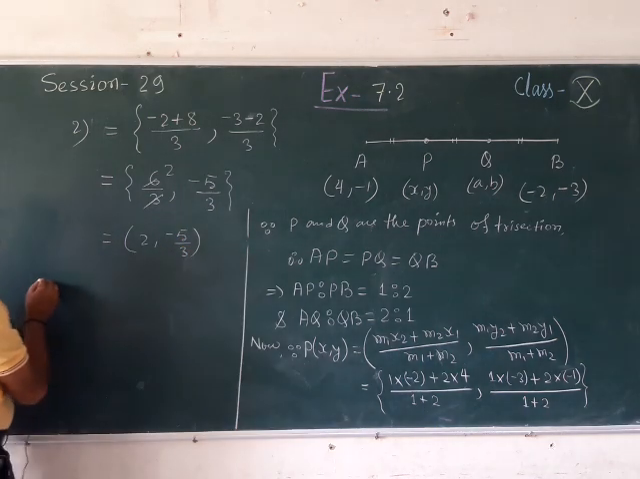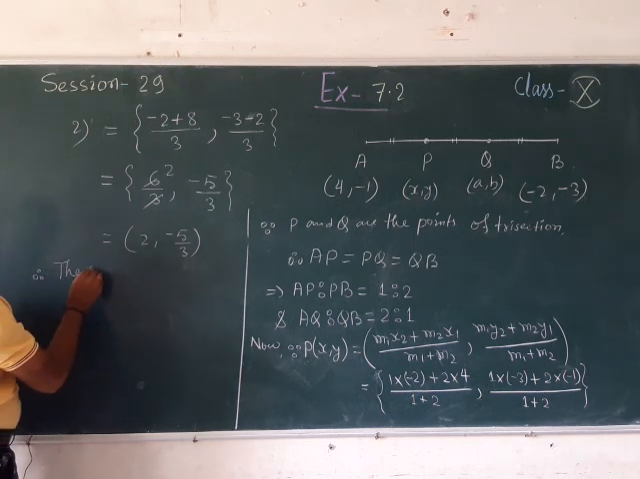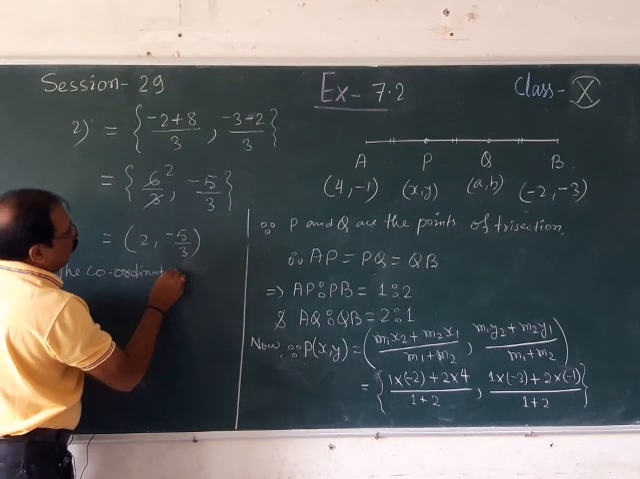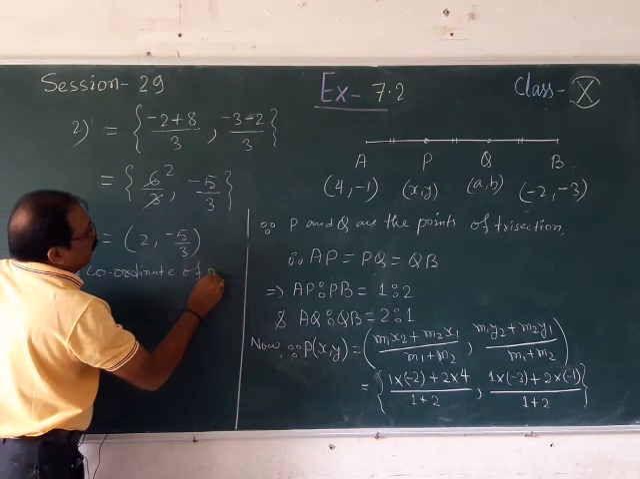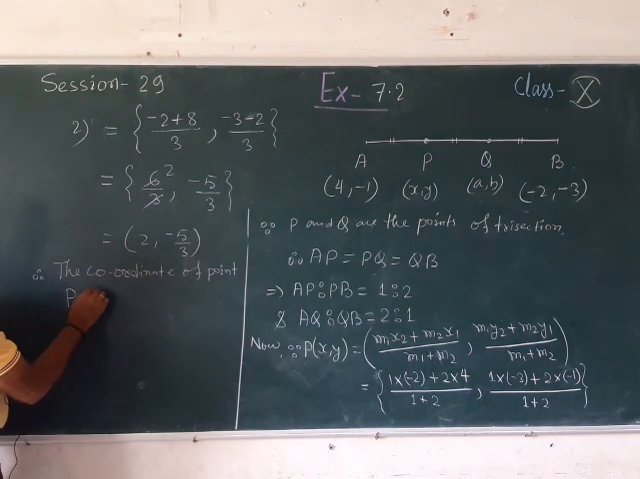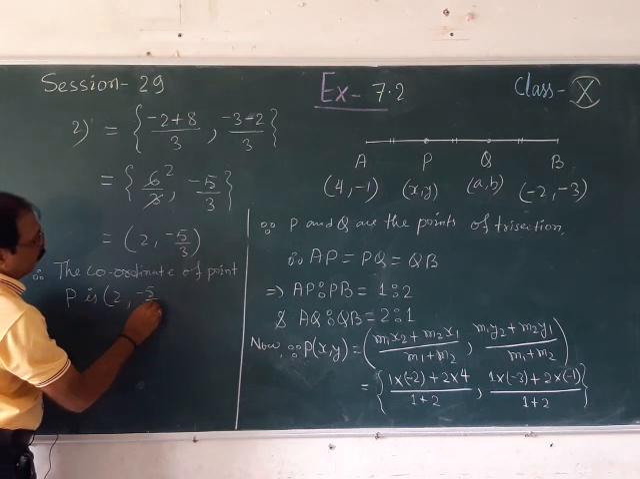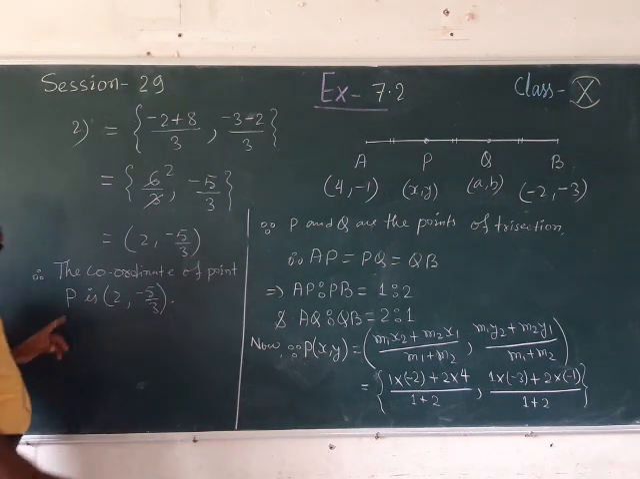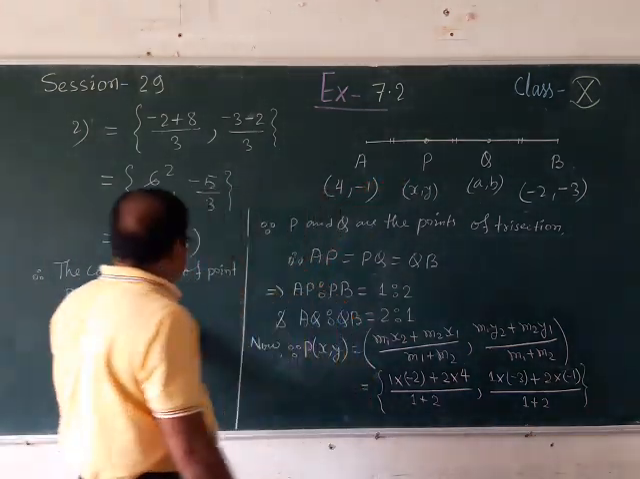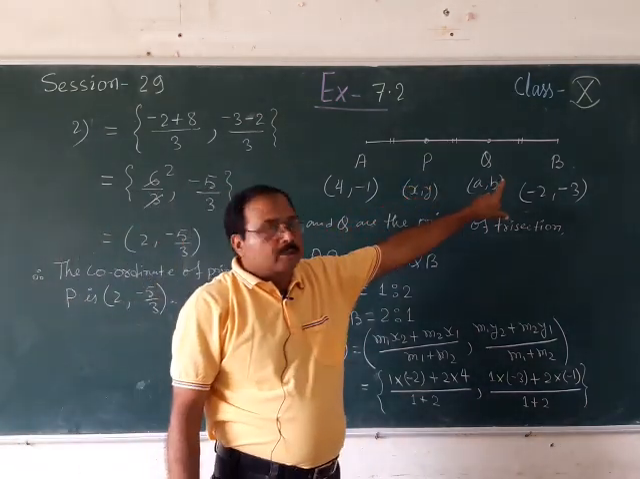And you know that the coordinate of point P, you have got, is 2 comma -5 upon 3. So this is the coordinate of your first point, that is point P, that you have got here. Again I have to find the coordinate of point Q.